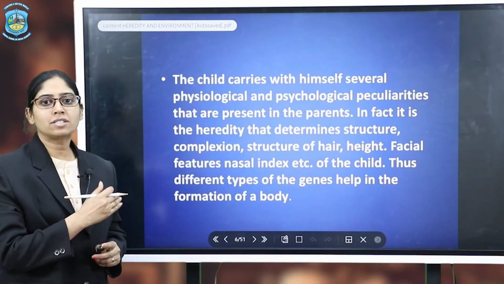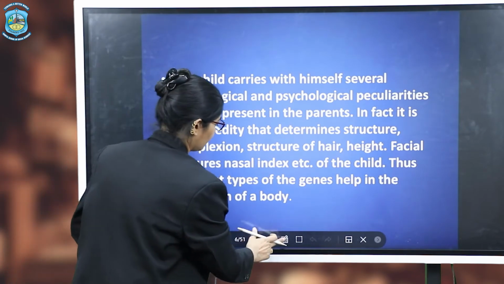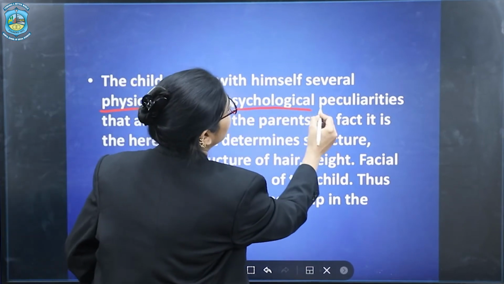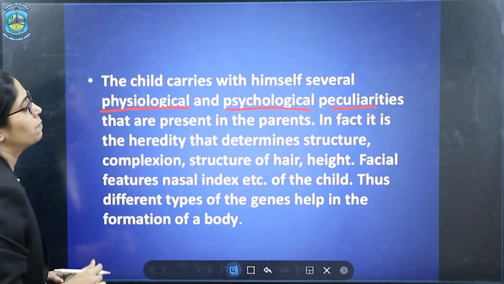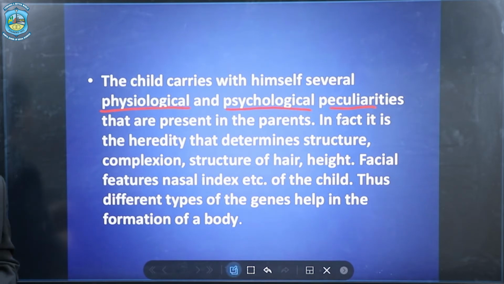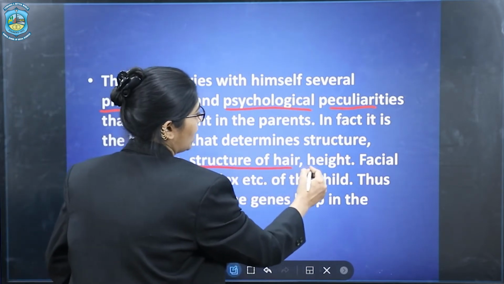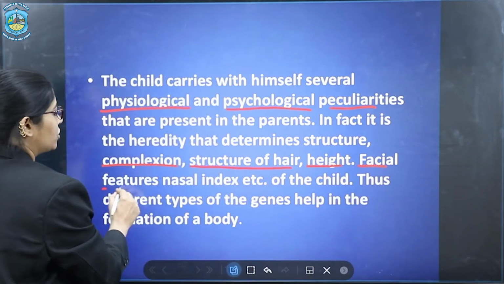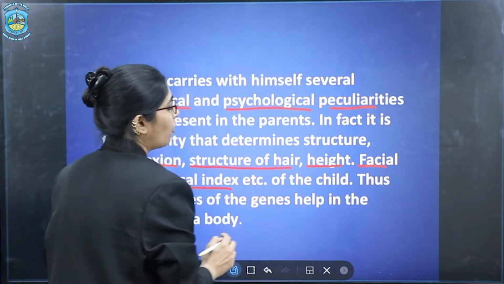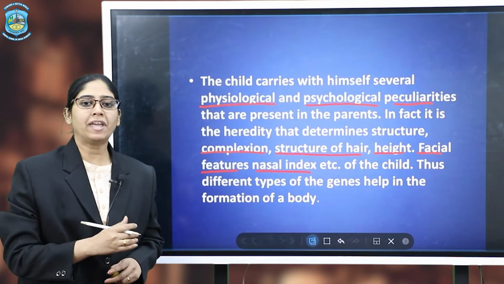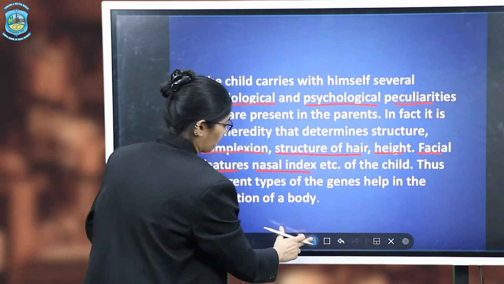The child carries with himself several physiological and psychological peculiarities that are present in the parents. In fact, it is heredity that determines the structure of a human being, for example, complexion, structure of the hair, height, facial features, nasal index of the child. Thus, different types of genes help in the formation of a body.